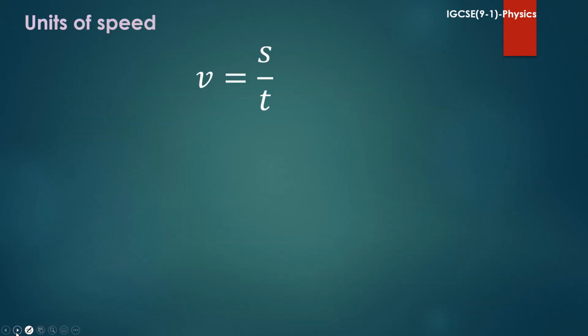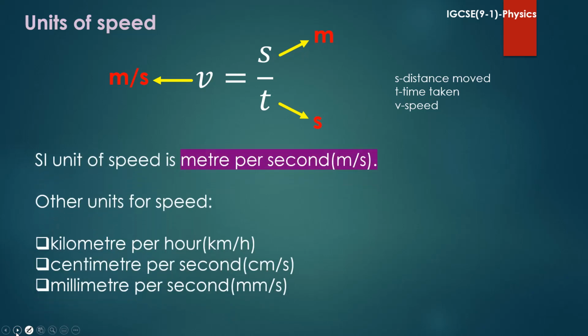Now we'll check units of speed. v equals s over t. So s is distance moved, t is time taken, v is speed. So what is the unit of s? It is a distance, so it is in meters. Time, seconds. Those are the SI units. What is the unit of speed? Meters per second. The SI unit of speed is meters per second.